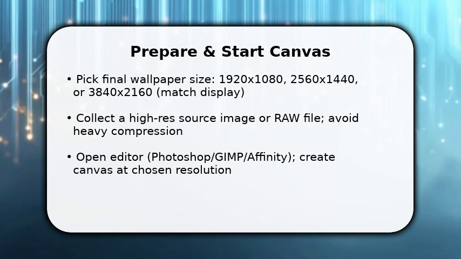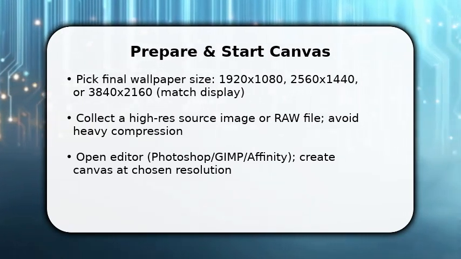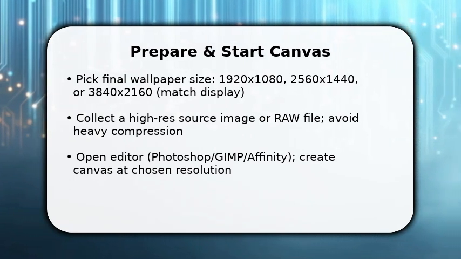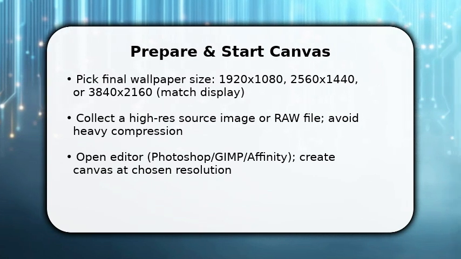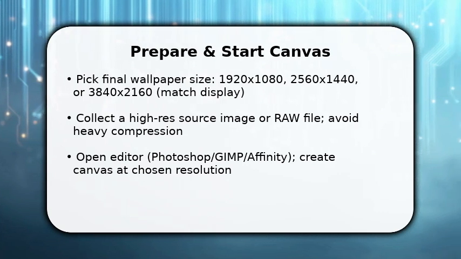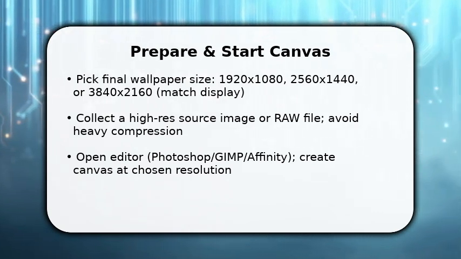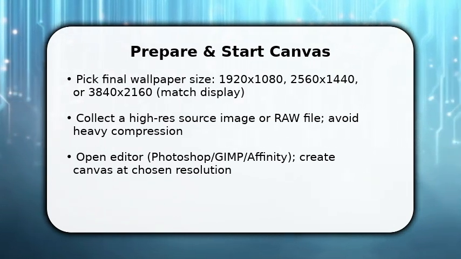You start by choosing the exact pixel dimensions that match your monitor. For example, 2560 x 1440 or 3840 x 2160, because matching pixels preserves sharpness. Next, use a high-quality source image or RAW file to avoid compression artifacts. You will get cleaner results.